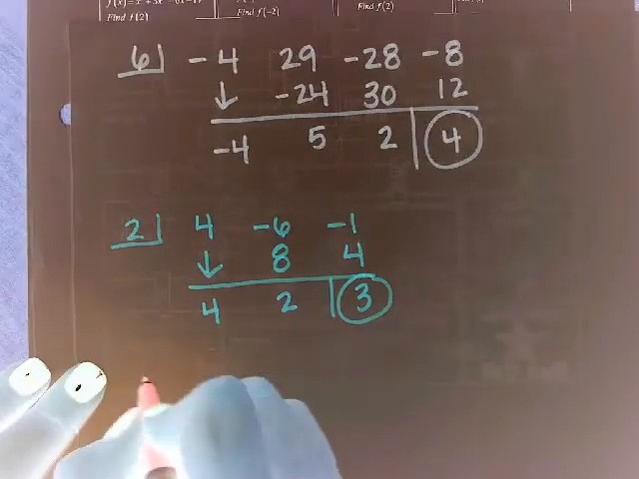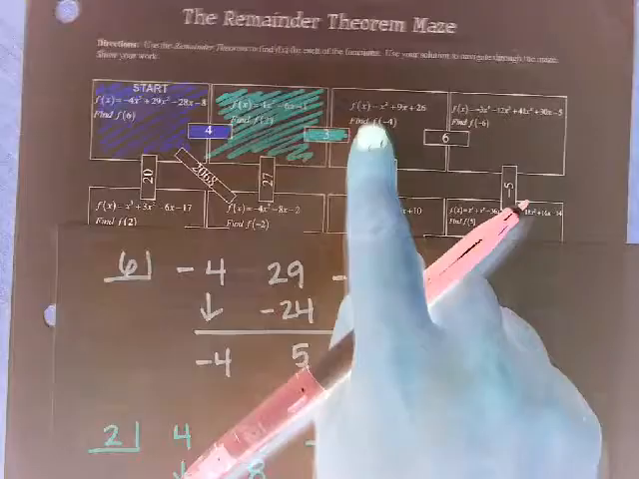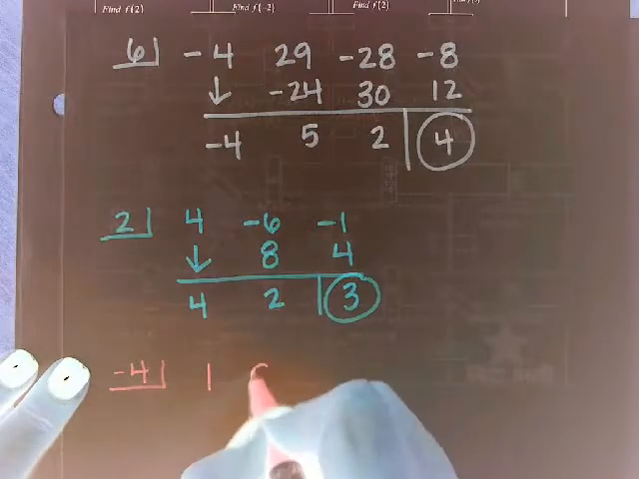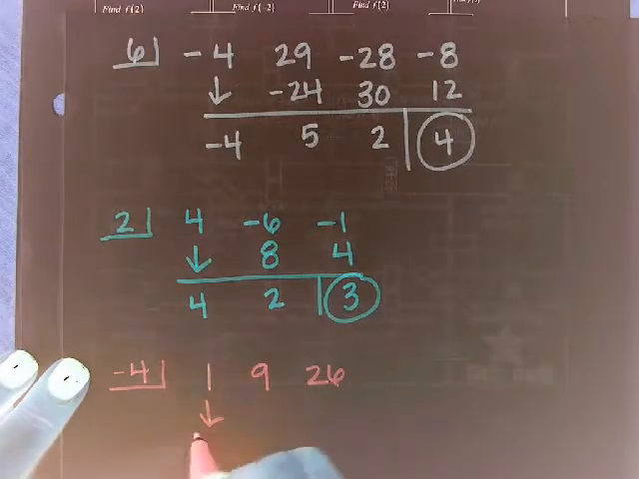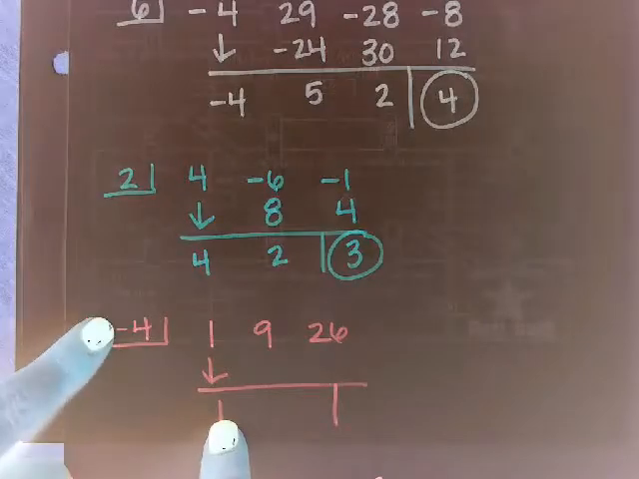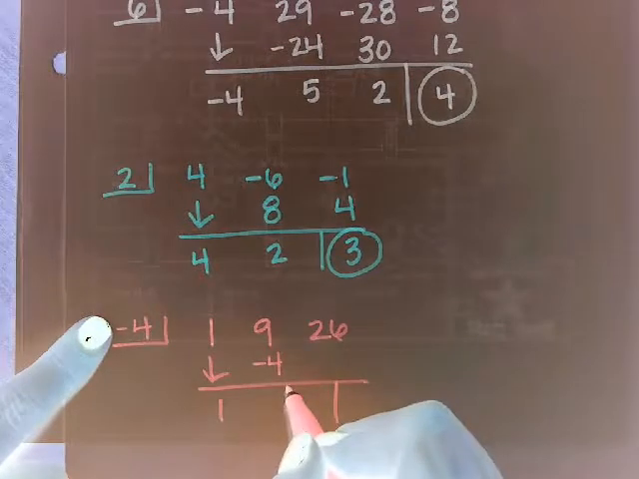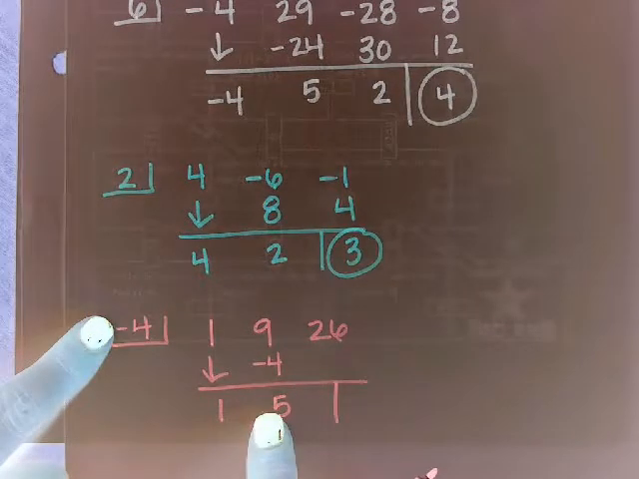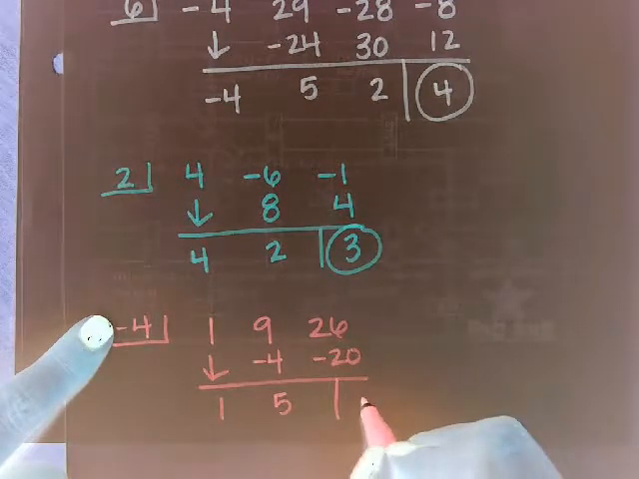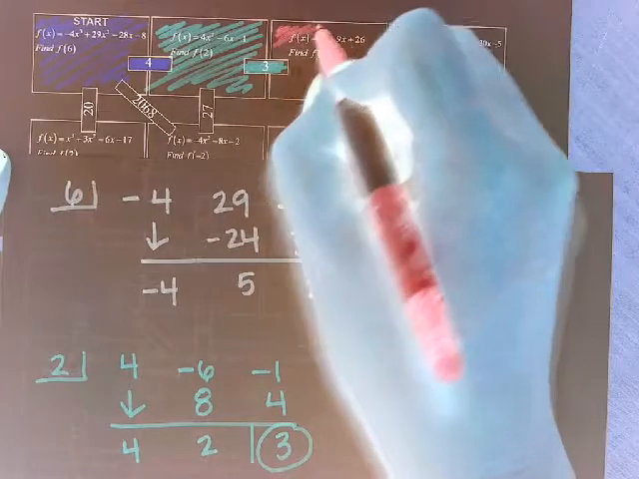It doesn't like you either. Negative 4. All right, did they skip anything? We got a 1, a 9, a 26. So 1 times negative 4, 9 minus 4, 5. 5 times negative 4, 26 minus 20, 6. So the remainder is 6. Here's our answer.